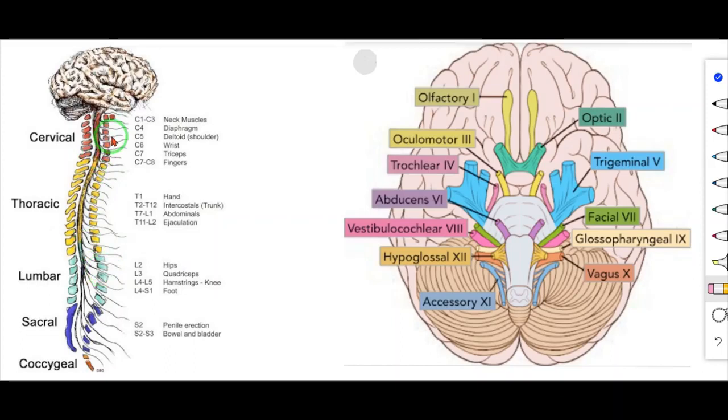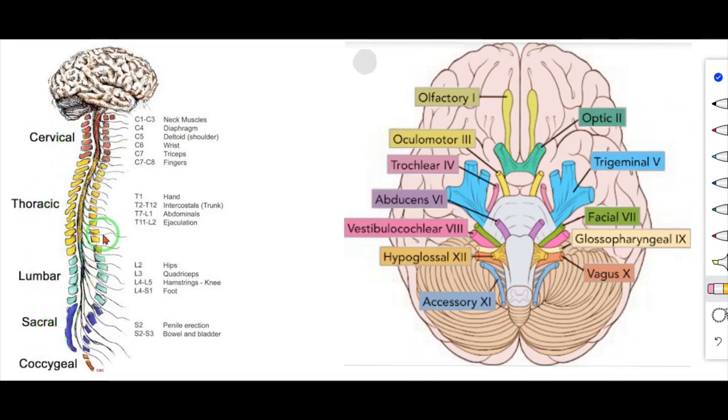Here 8 pairs of spinal nerves are present in the cervical region, the cervical nerves. Next, thoracic nerves: 12 pairs are present. Next is the lumbar region, with 5 pairs of nerves. In the sacral region, 5 pairs of spinal nerves, and in the coccygeal region, only 1 pair. So in total 31 pairs of spinal nerves are present across the cervical, thoracic, lumbar, sacral and coccygeal regions.